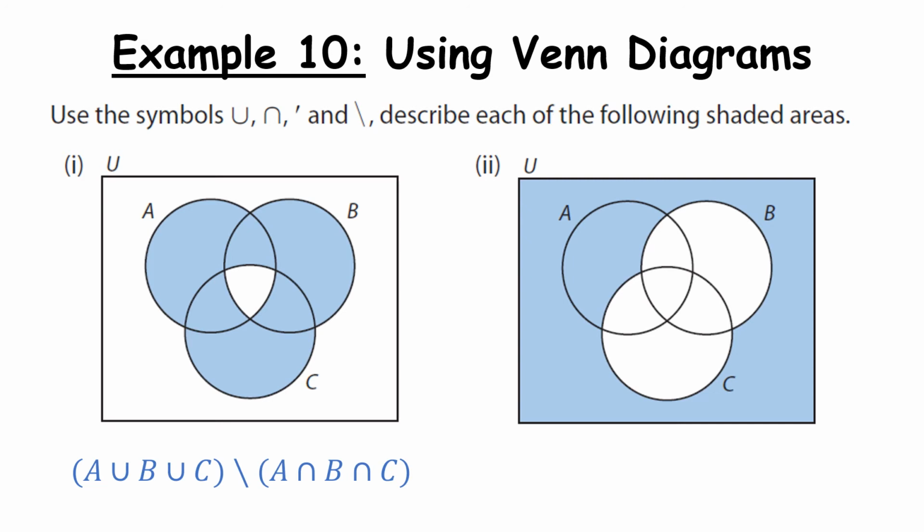Part 2. Now we have the whole universal set, but we have taken away B union C. So that's one way we can write it. It is the universal set less B union C. Now, there is a second way you could write this, and that is it is B union C complement. So it's the opposite of B union C. So it's B union C, but then do the opposite.